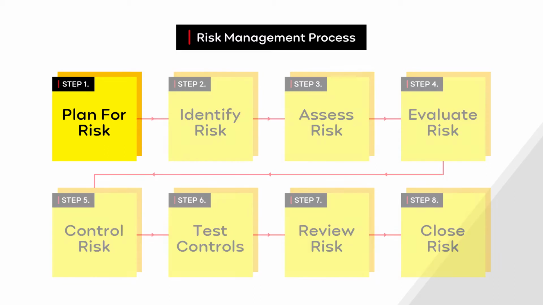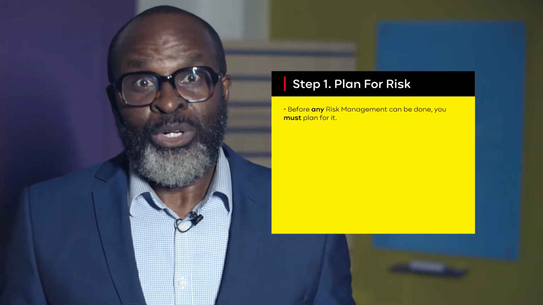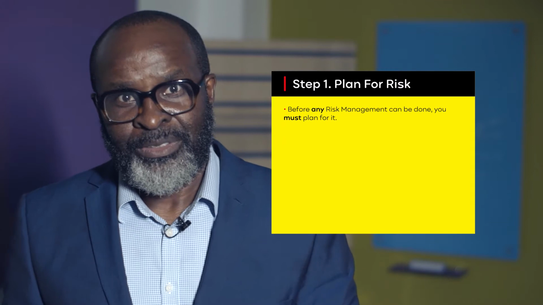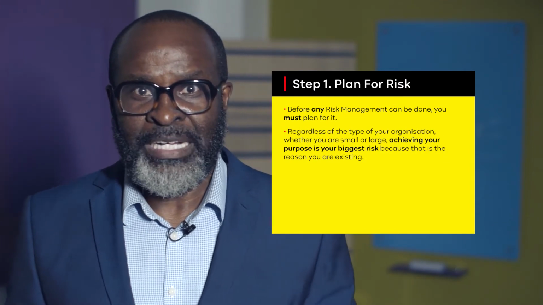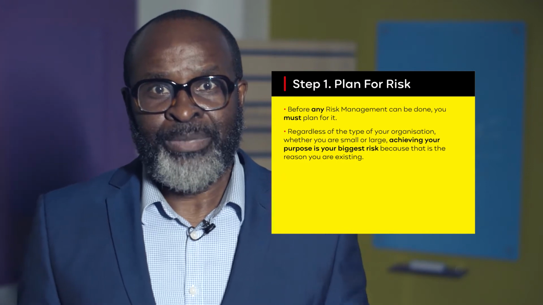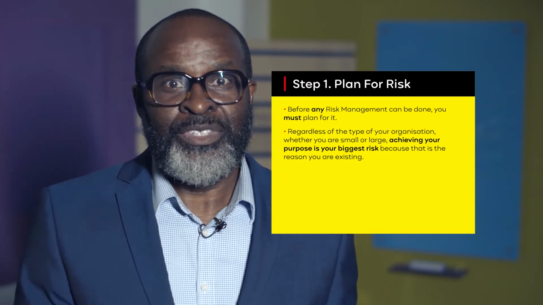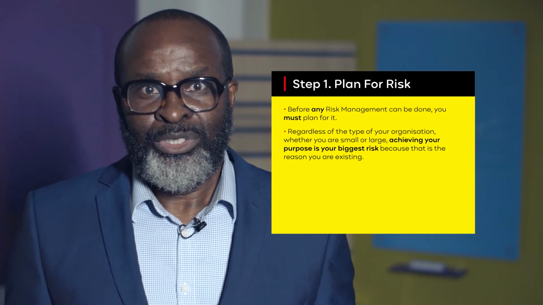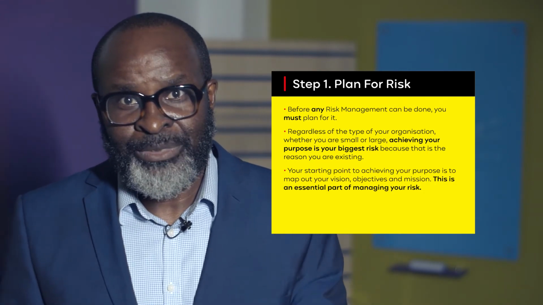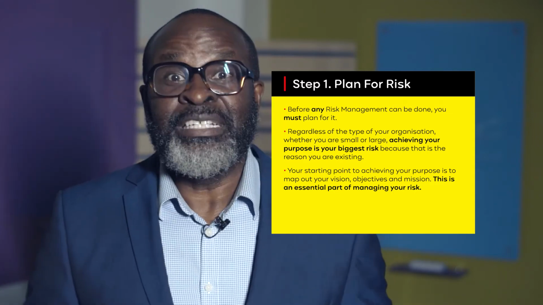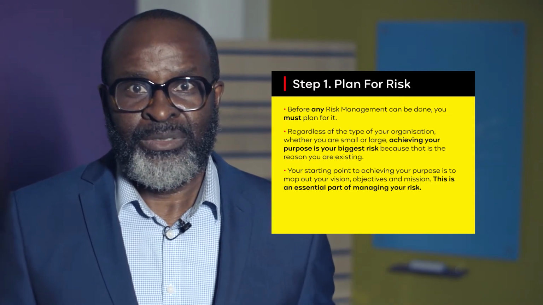And we're going to take them one after the other. So we're going to start with the first one, plan for risk. Before any risk management can be done, you must plan for it. So regardless of your type of organization, whether you are small or large, achieving your purpose is your biggest risk because that is the reason you are existing. Your starting point to achieving your purpose is to map out your vision, objectives, and your mission. This is an essential part of managing your risk.